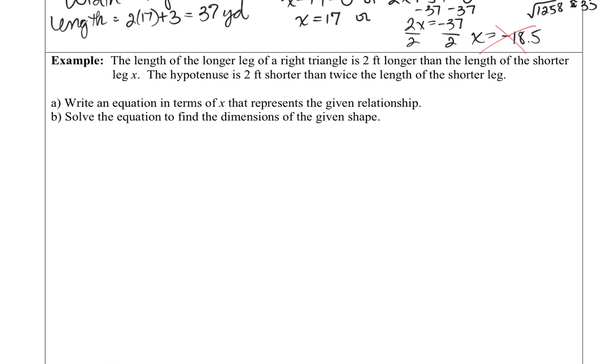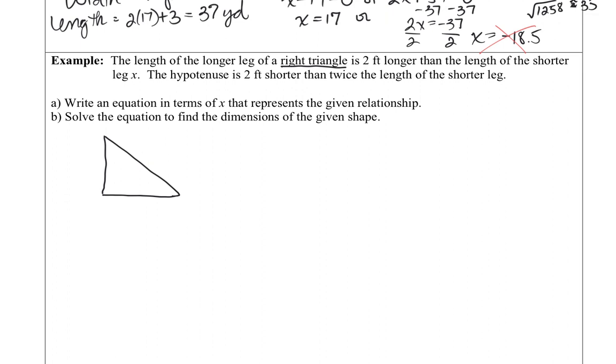This one is about a triangle. The length of the longer leg of a right triangle is 2 feet longer than the length of the shorter leg x. The hypotenuse is 2 feet shorter than twice the length of the shorter leg. So one thing that I notice is we're talking about a right triangle. We know that a right triangle has a 90-degree angle, right? And it says the length of the longer leg, so this would be the longer leg right here, is 2 feet longer than the length of the shorter leg, x.